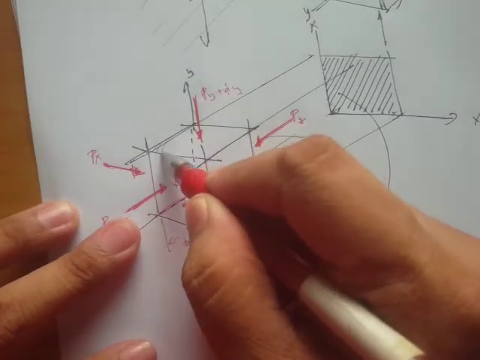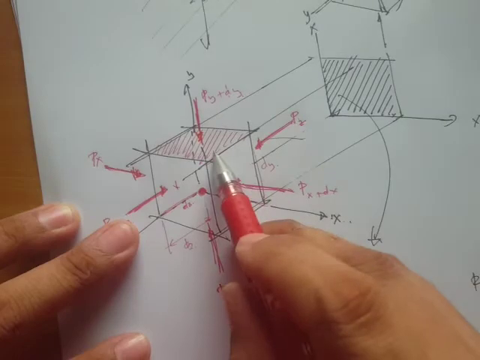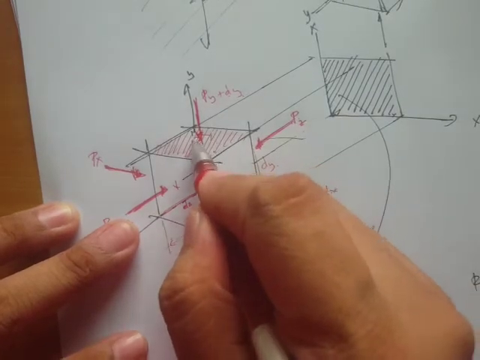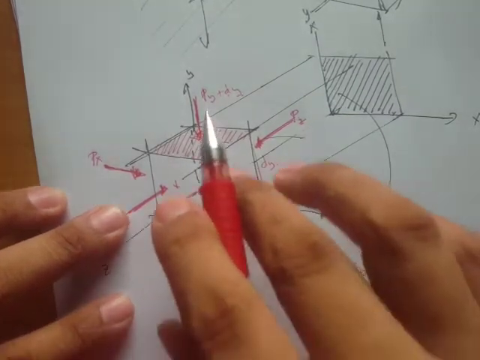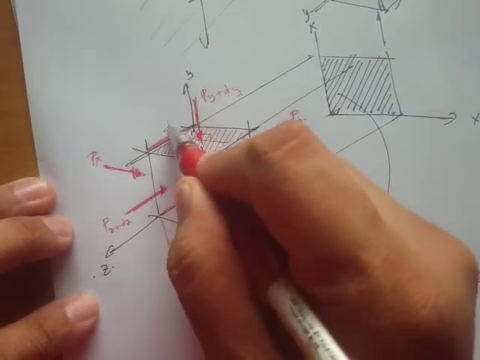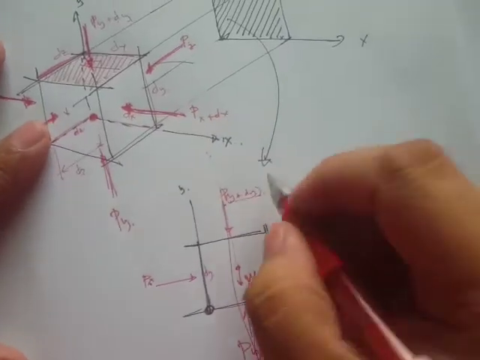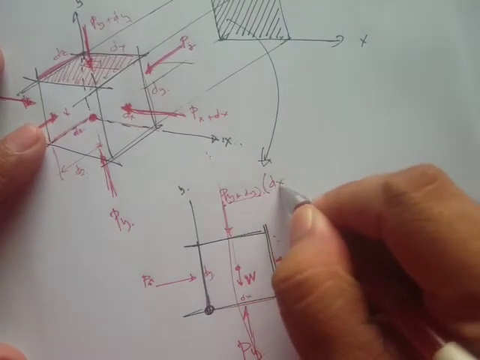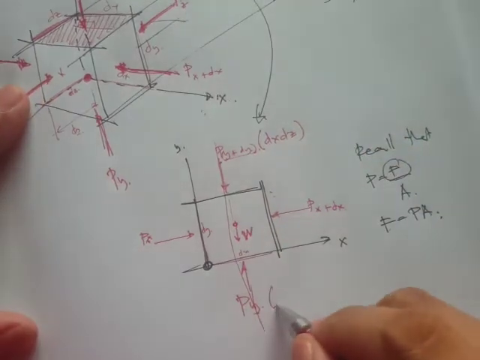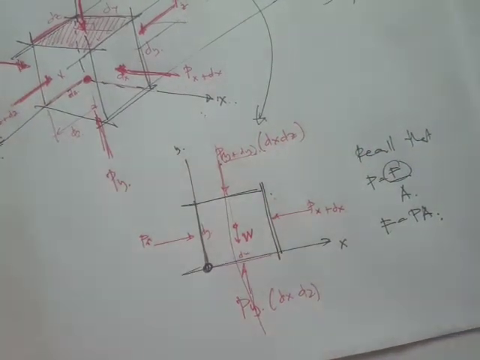Now the area would be the area that's perpendicular to the action of the force. So we have this length, this is dz, and then this one is dx. So therefore, let's multiply this by dx dz, then this one by dx dz.